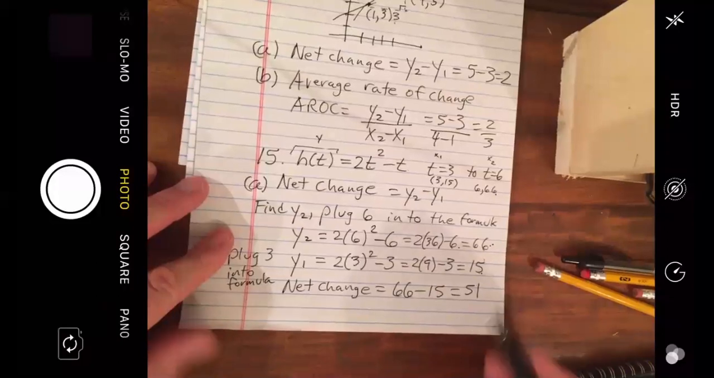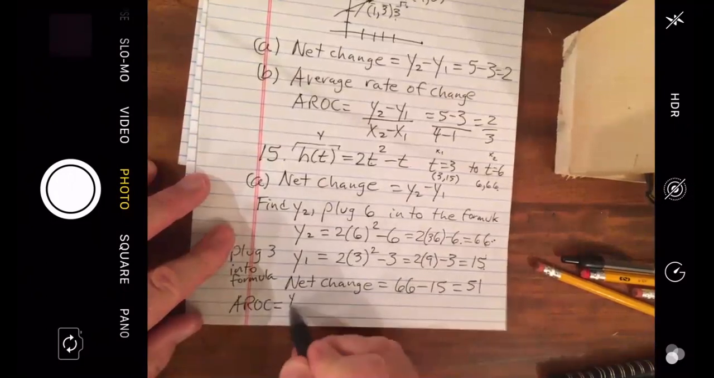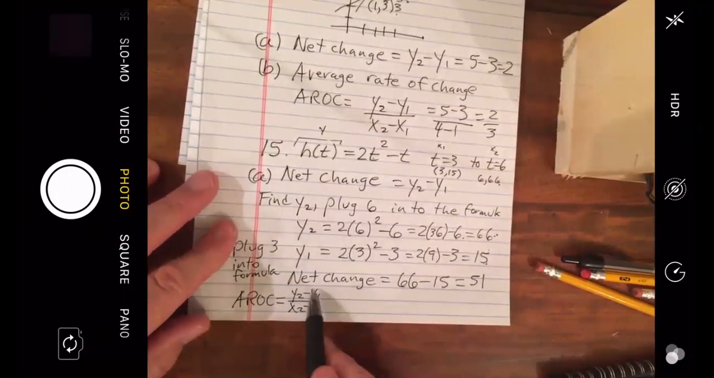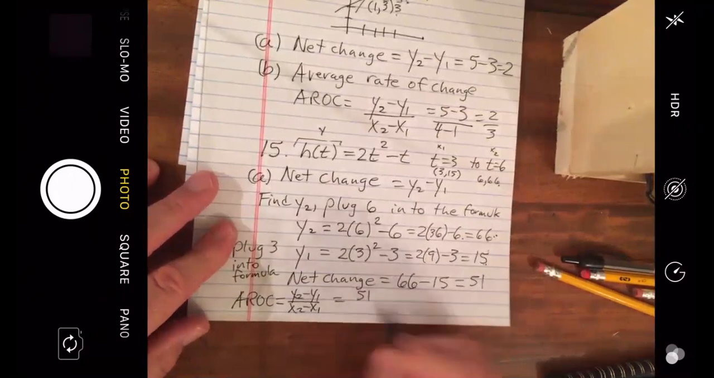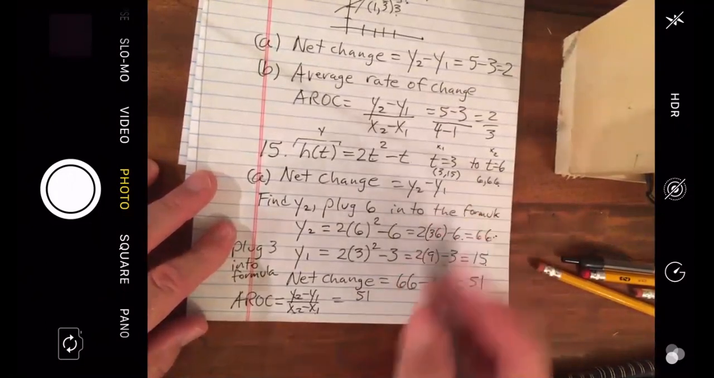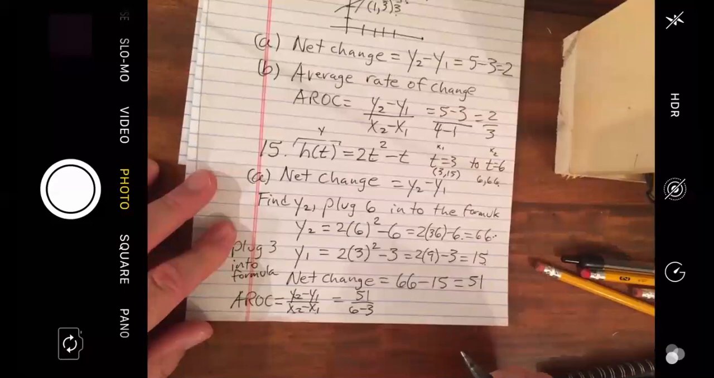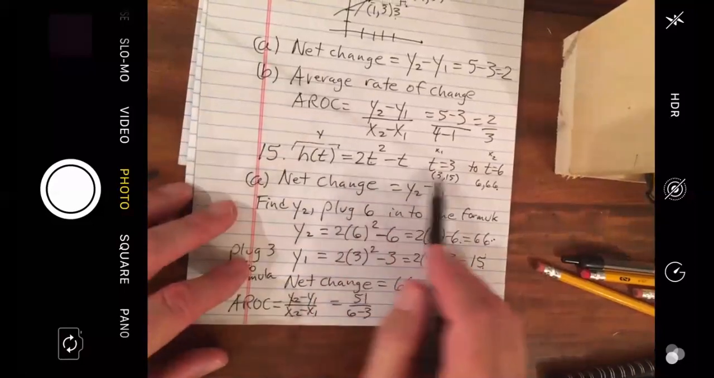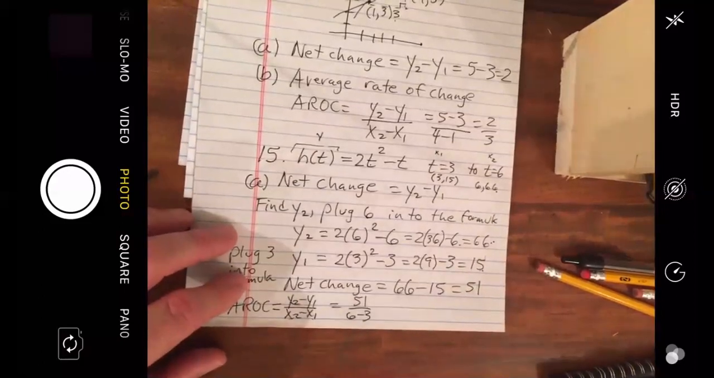Okay. I'll see if I can squeeze in average rate of change. Remember y2 minus y1 over x2 minus x1. I've already done the y2 minus y1 with this net change, so I'm just going to plug in the 51. Saves myself a lot of work. The x2 minus x1 is my 6 minus 3. You just can't get confused if they use strange letters like T's and H's. They don't always use Y's and X's.